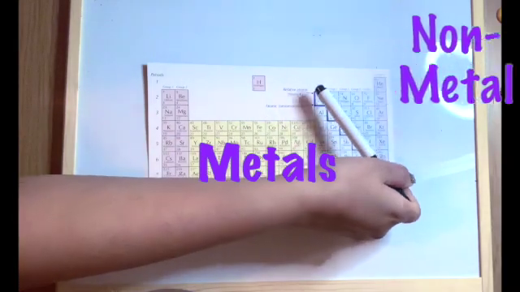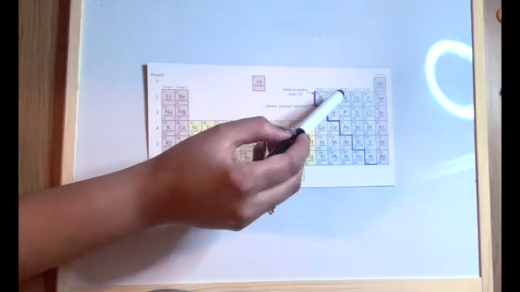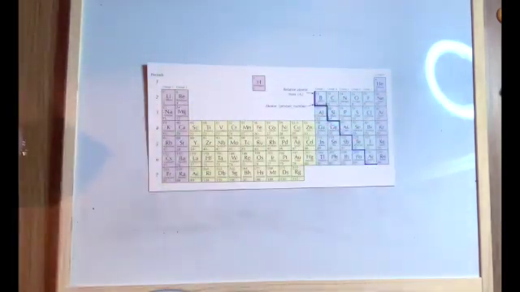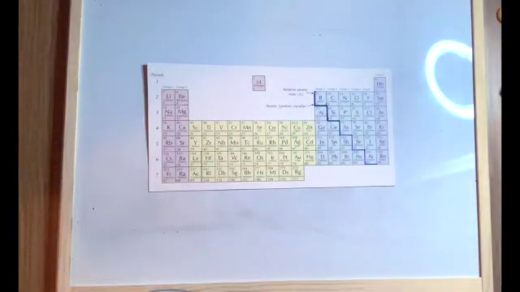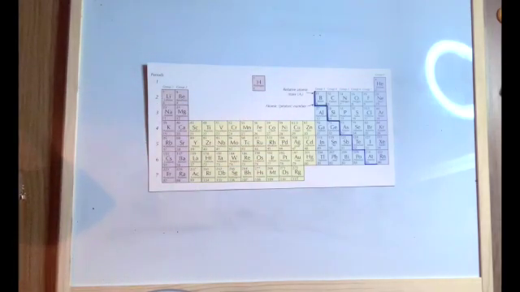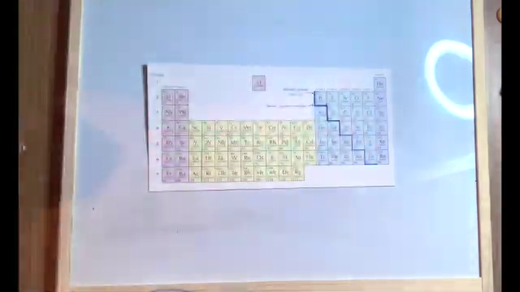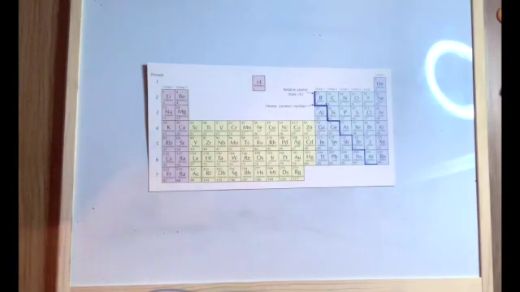And the elements on the right-hand side of that diagonal divide, so all of these here, are non-metals. Okay, so that's the first important thing that we're looking at: metals and non-metals. For example, if your science teacher asks you to name two metals, all you have to do is look on your periodic table and choose any two things from this side. If your science teacher asks you to name two non-metals, you just look on this side of your periodic table and name any two elements from this side.